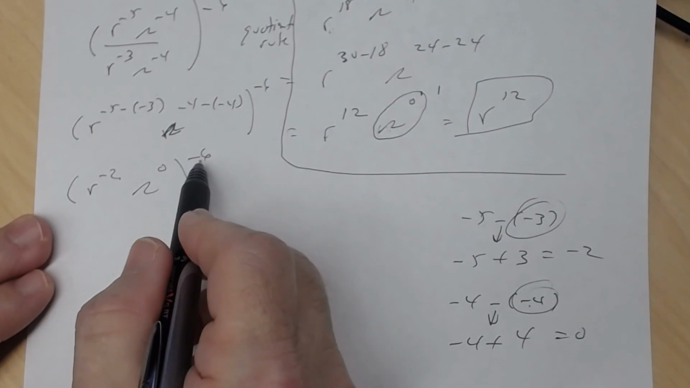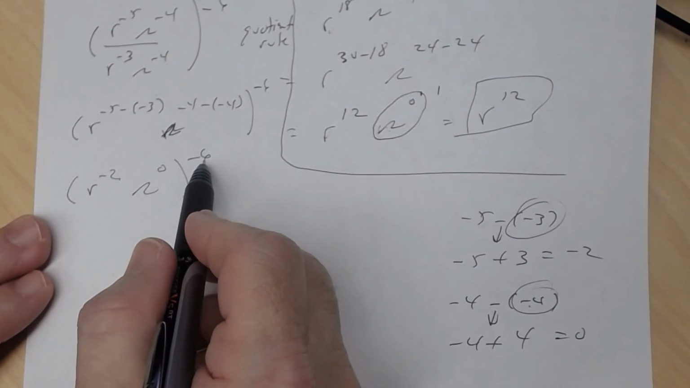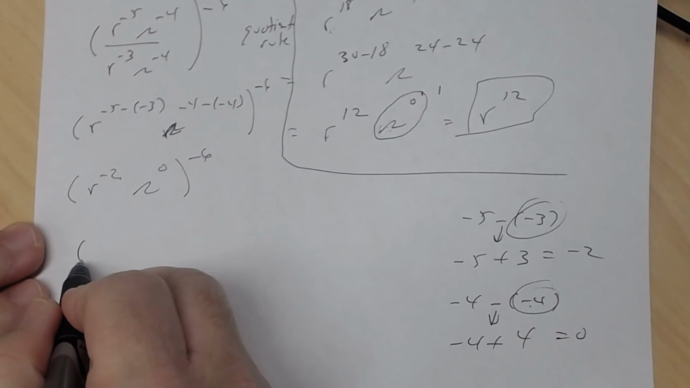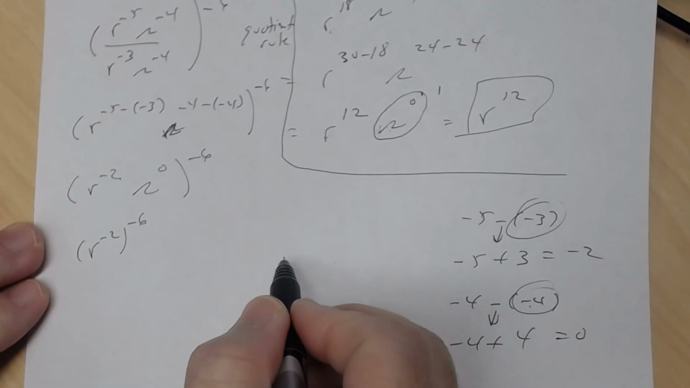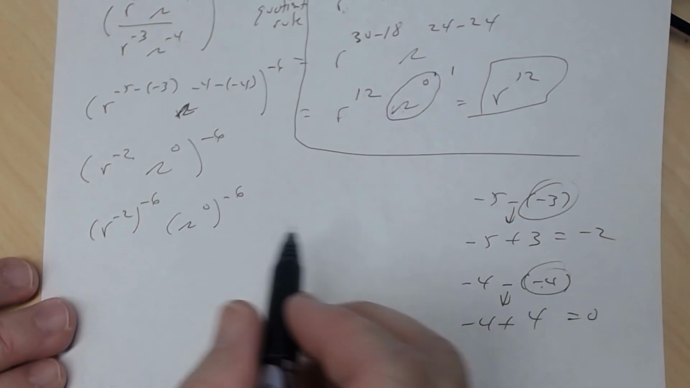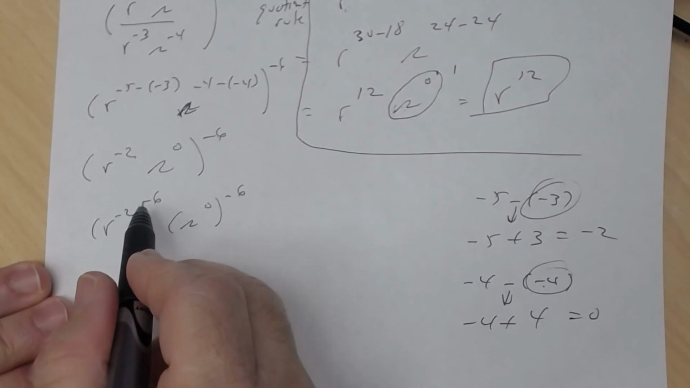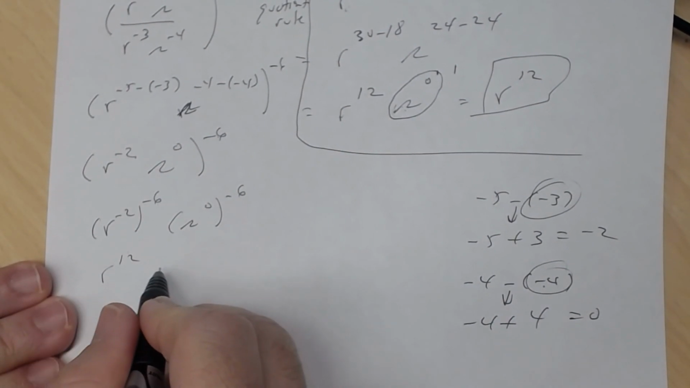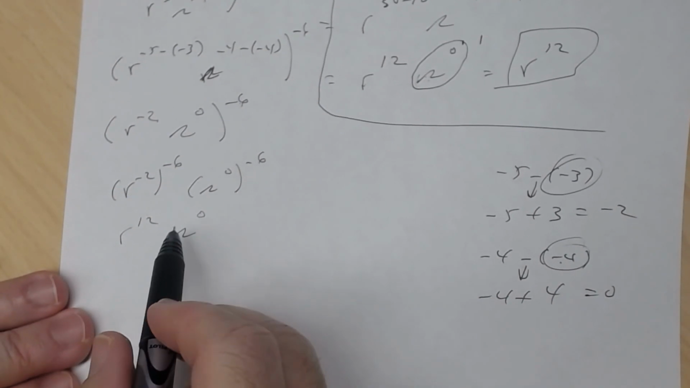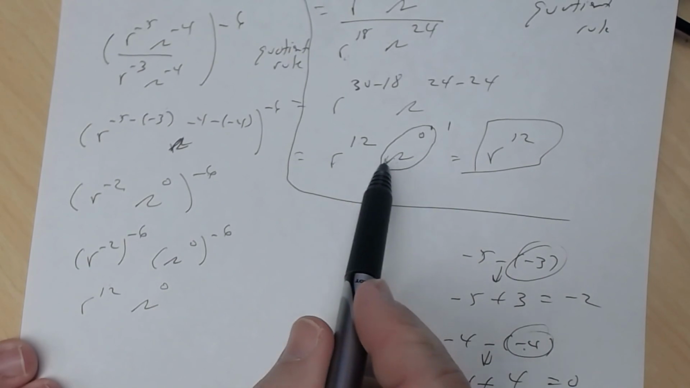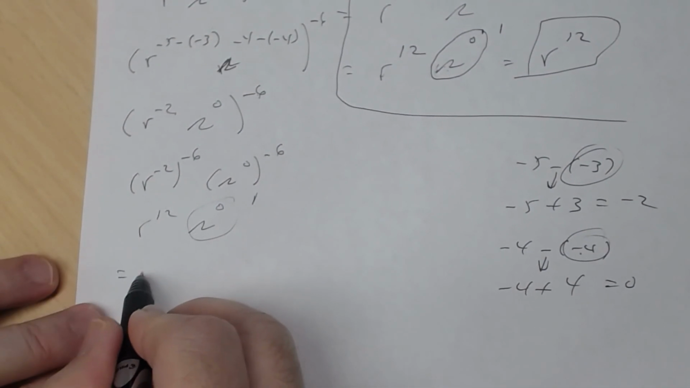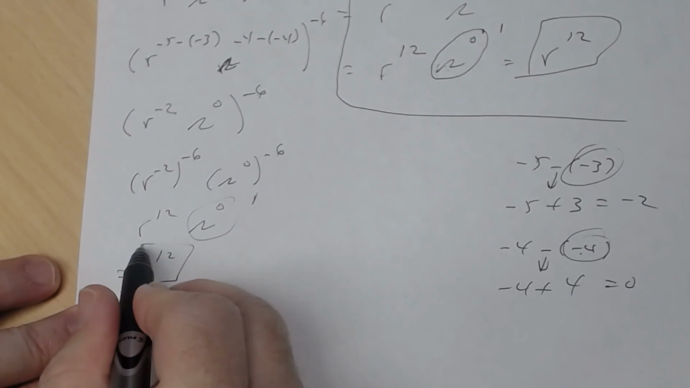I'm going to go ahead and, just to be consistent, use the power of a product. So it becomes r to the negative 2nd raised to the negative 6 power times s to the 0 raised to the negative 6 power. And so a negative 2 times a negative 6 is positive 12. 0 times negative 6 is 0. And notice that this right here looks like this, and remember, this right here is 1. So it becomes r to the 12th times 1, which is r to the 12th.